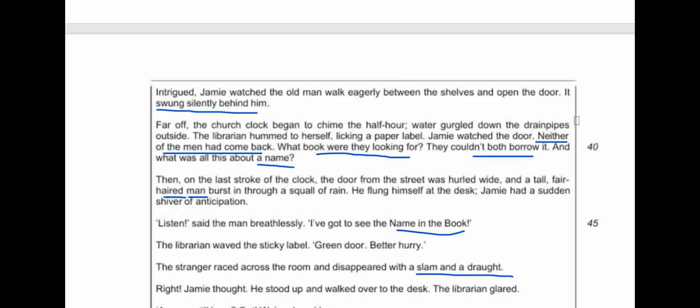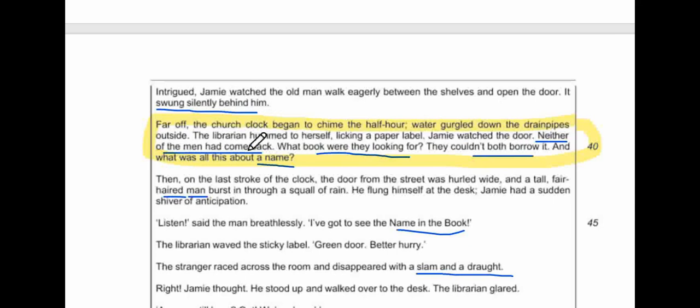Next, question 12. Look at lines 38 till 41. Why does the writer use questions? So this is line 38 till 41. The question is why the writer uses questions. Let's find the question marks in here.